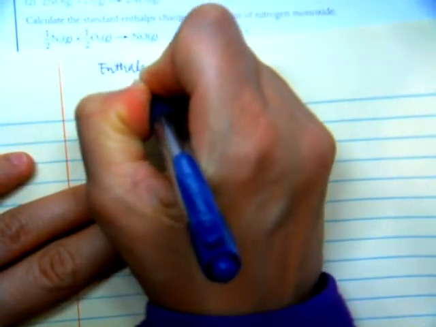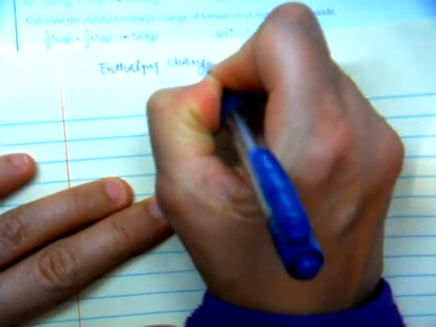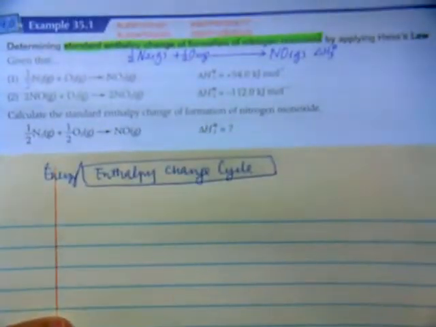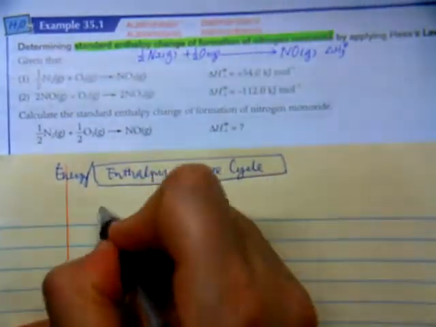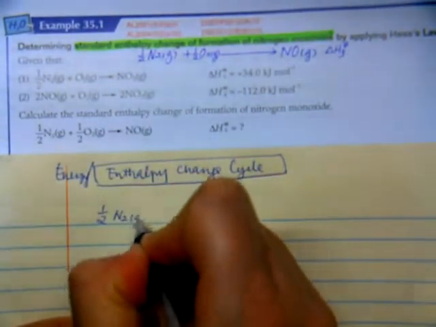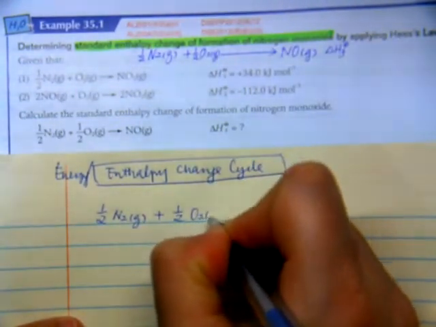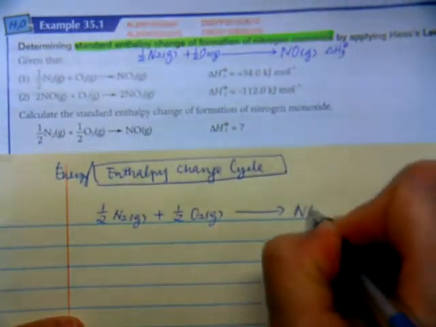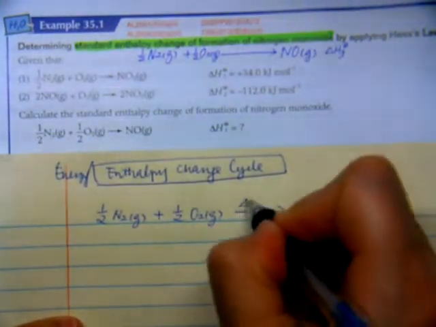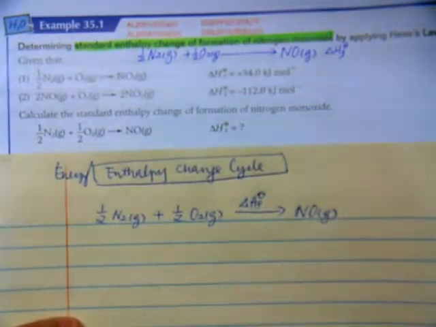The first one, draw an enthalpy change cycle or energy change cycle. Do you remember what is the first step? The first step is our target. Write down this target reaction horizontally. Bear in mind, this is our target. We want to solve this number.